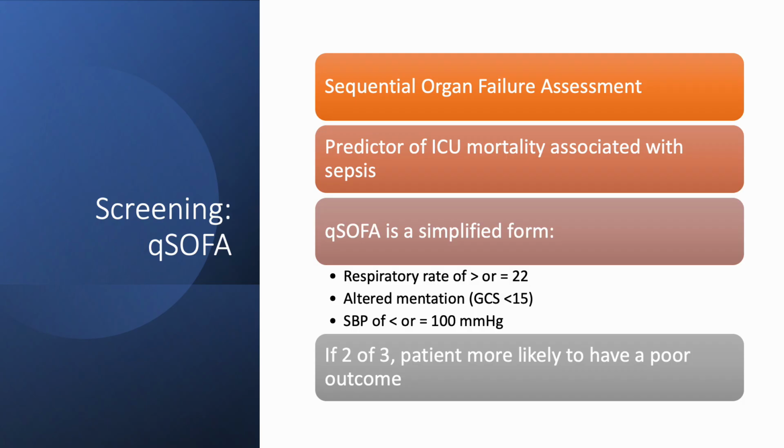So in summary, Sepsis 3 shifted the focus from inflammation, the SIRS, to organ dysfunction and early recognition with tools like qSOFA and guidelines emphasizing aggressive treatment to prevent progression to septic shock.